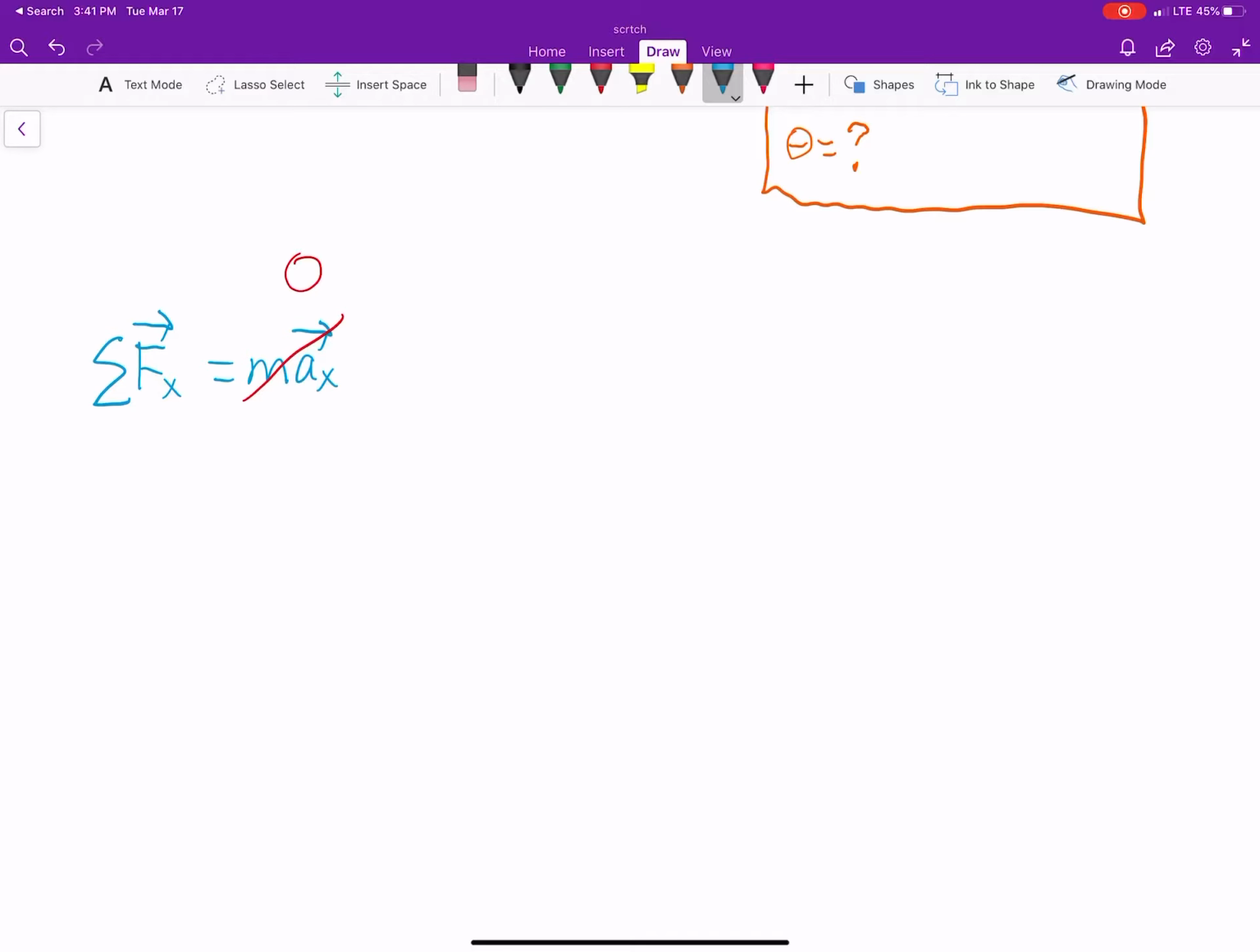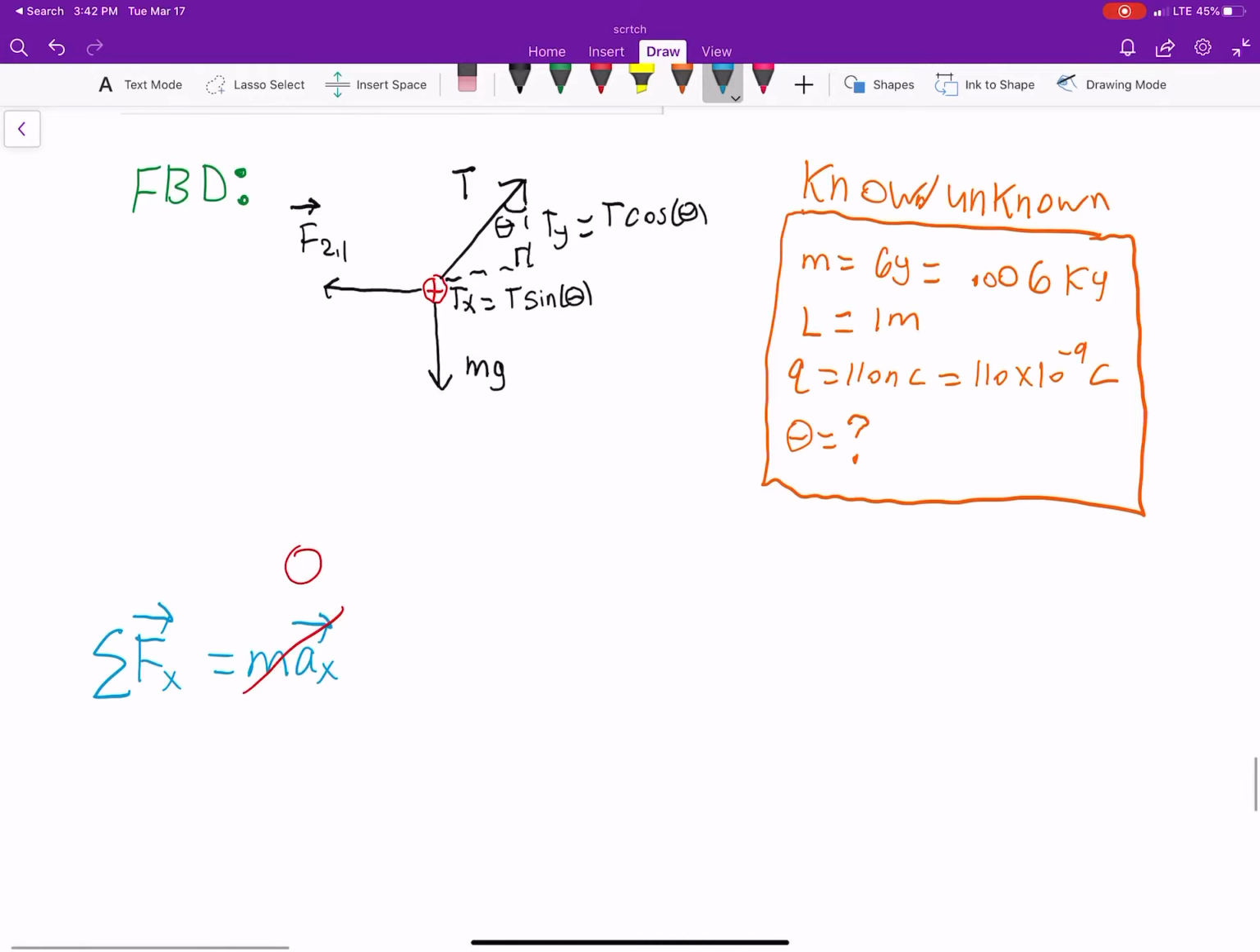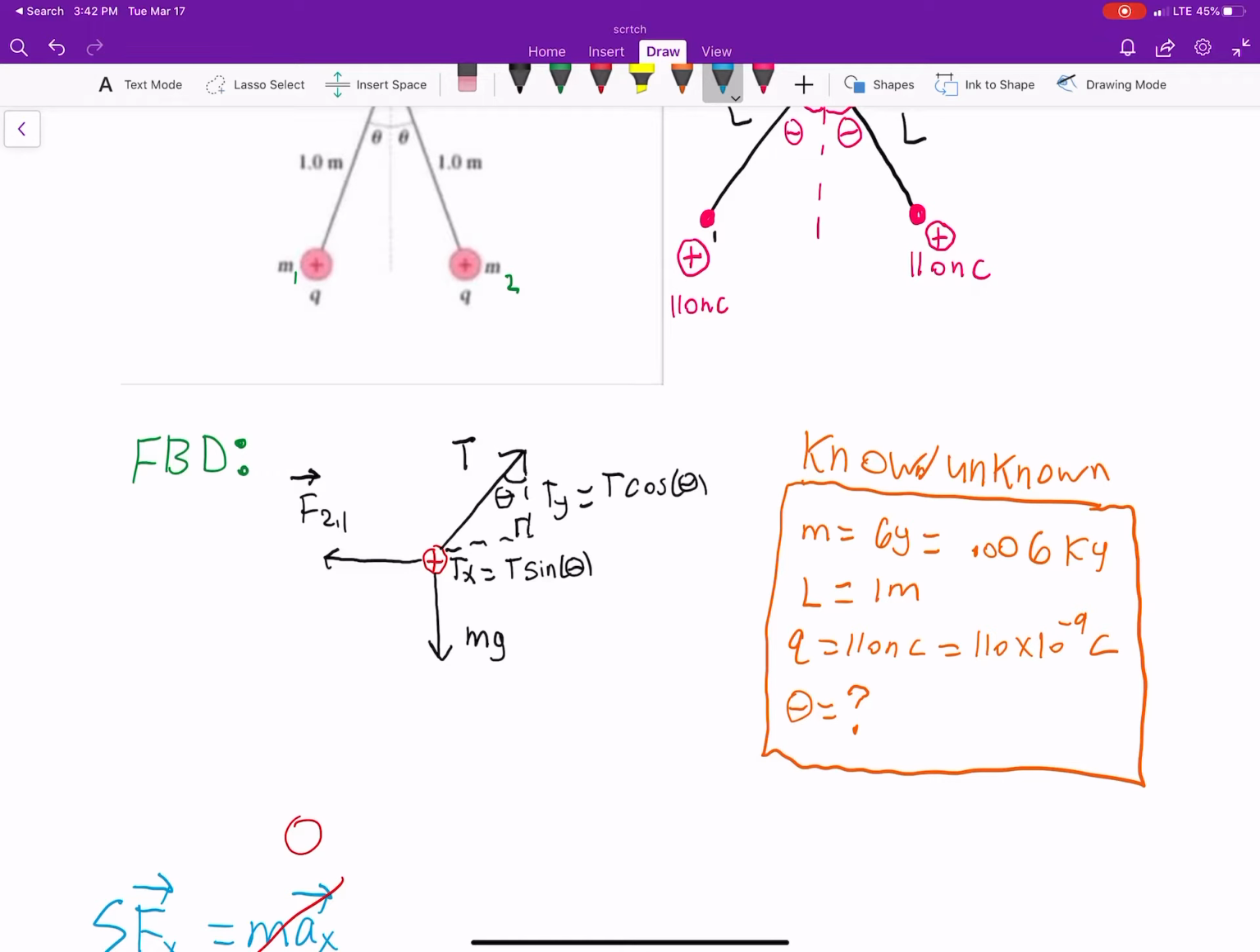So the sum of all forces in the x direction, well, let's look at our free body diagram. We have, and just for the record, let's draw it in green.